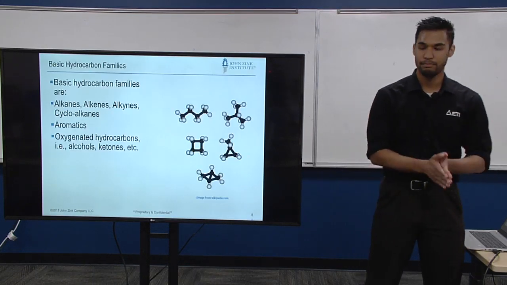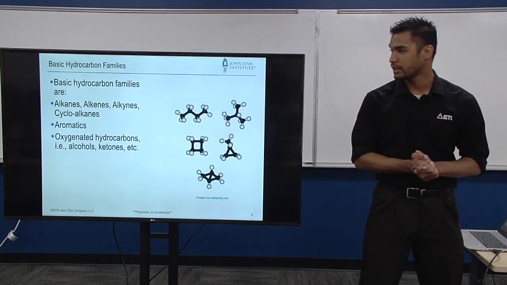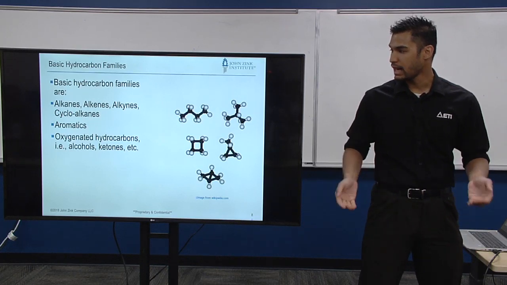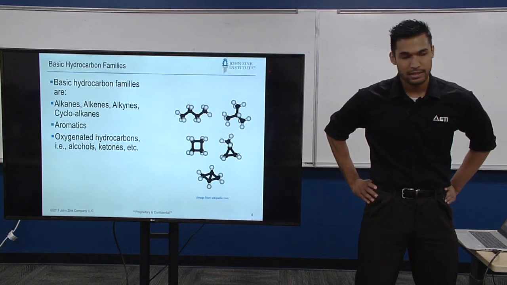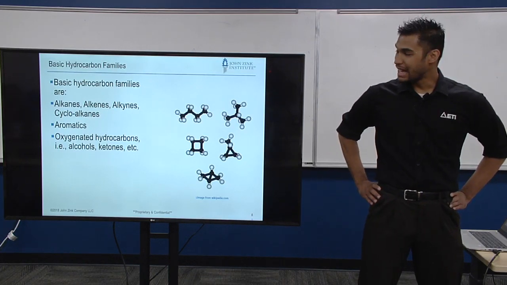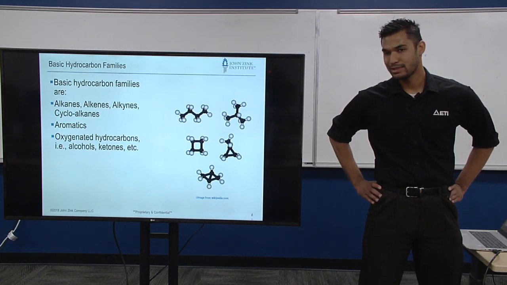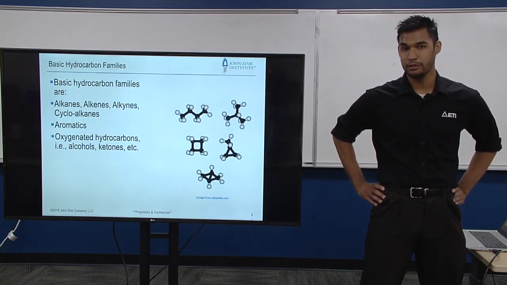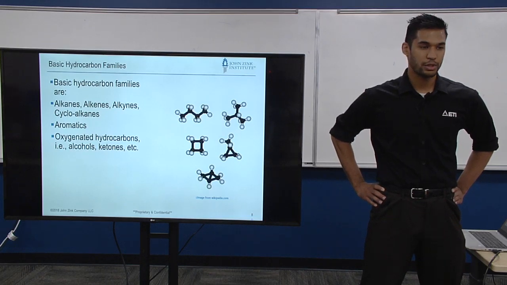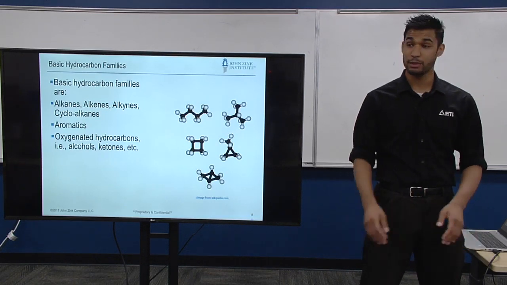Okay, basic hydrocarbons. What are we dealing with? Alkanes, alkenes, alkynes, cycloalkanes, aromatics, oxygenated hydrocarbons. We burn a lot of different things, mostly hydrocarbons. Sometimes you just have hydrogen to work with. If you have a steam methane reformer, you're trying to make hydrogen to run a different chemical reactor, you're going to have to burn hydrogen.